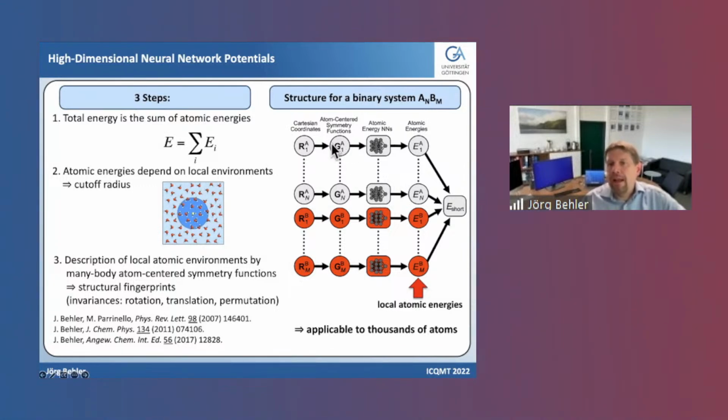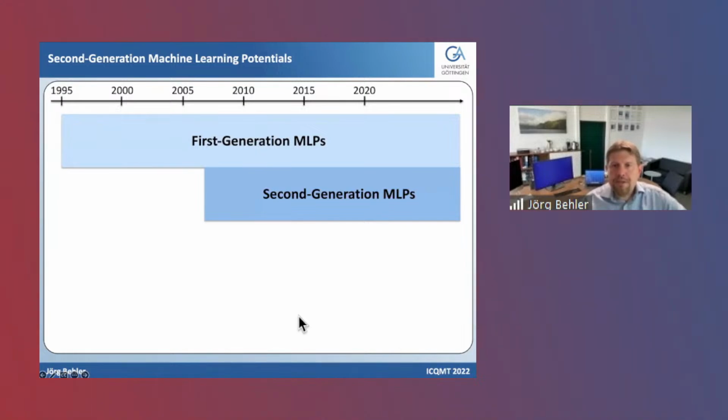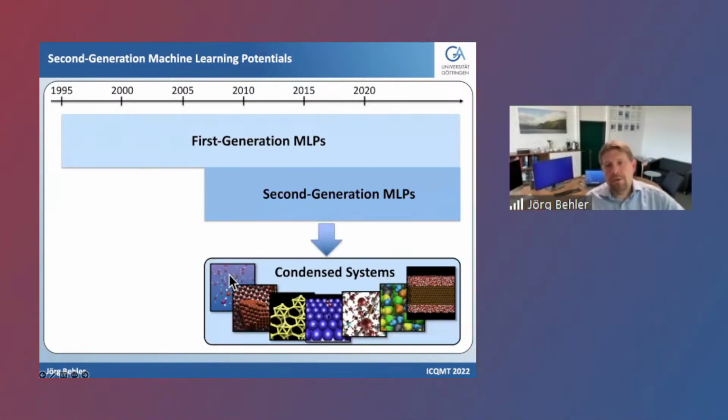And the symmetry function values in the end are obtained as a coordinate transformation from the Cartesian coordinates, so just the atomic positions that are then known. And now you can extend this to very large systems, because for each atom you just add one more line. So you evaluate one more neural network, making this method applicable to thousands of atoms. So this second generation of machine learning potentials therefore is now applicable to large condensed systems.